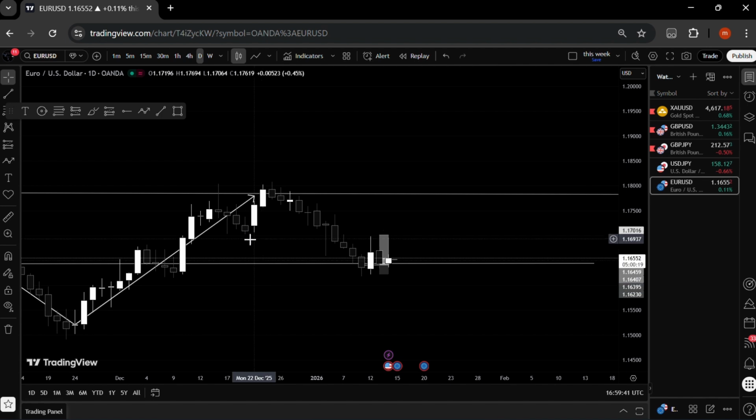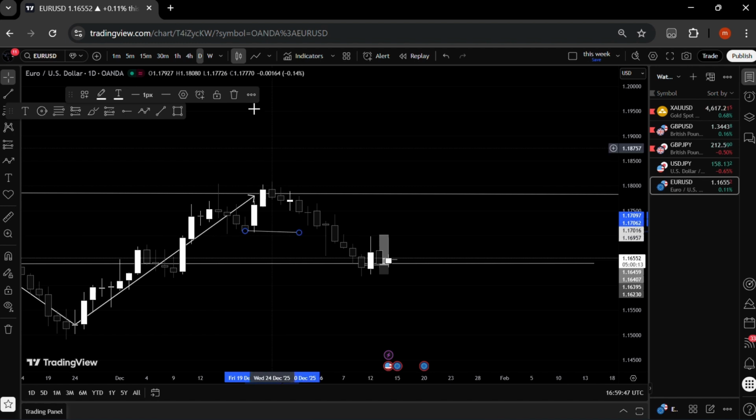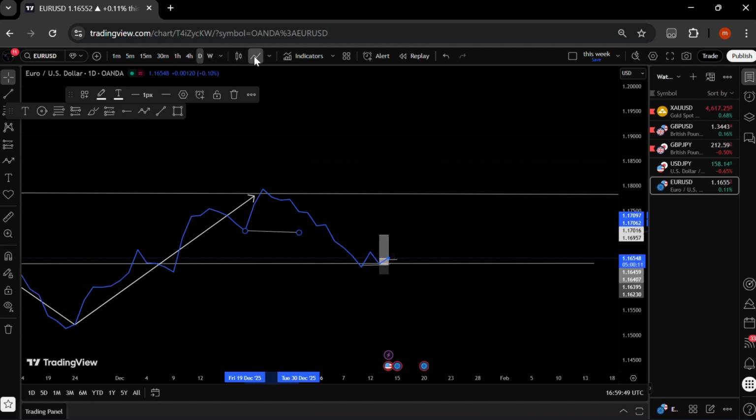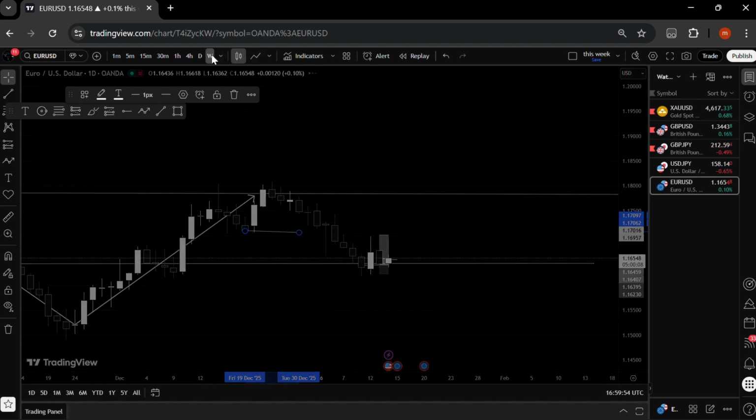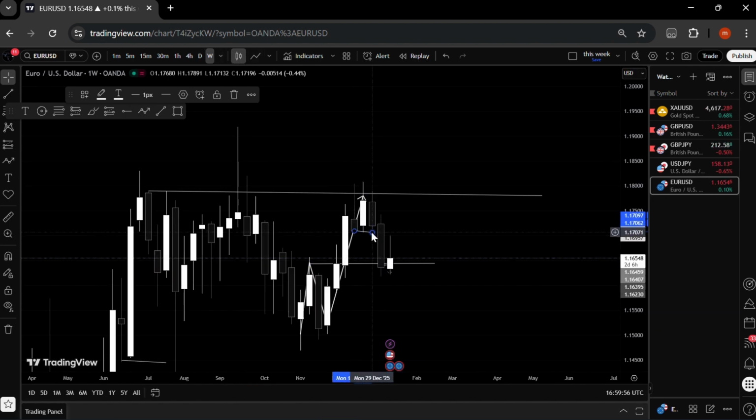Look at this. This is your V shape right here. Do you see this? This is your V shape right here. So based off what we've had so far, if you check the weekly time frame, we expect price to take out this V shape.